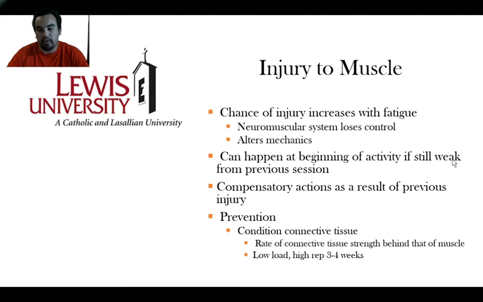Okay, so as I get weak, I can't do it, I create a compensatory movement pattern. Or if I was actually injured, let's say I caused a small tear in my bicep, then I go to do something else. Whenever I use my bicep, I have to use a compensatory pattern to perform that movement.